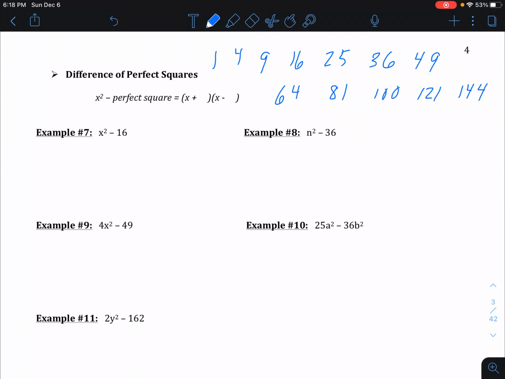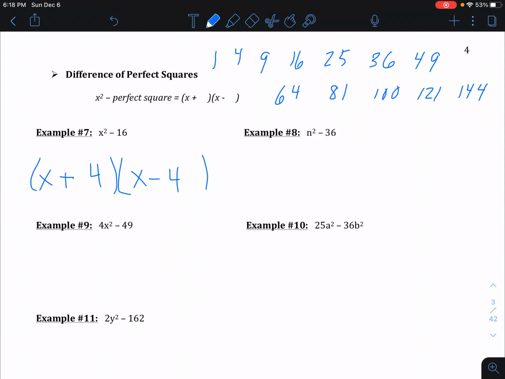So in example 7, again, I have x squared, and I have a minus sign, which is important, and I have a 16, which is a perfect square. So I know that is a difference of squares problem. So I go x plus and x minus, and then I square root the 16, which is 4. So put the 4s here. Again, if you're unsure of that, remember you can always check your answer. Take the x plus 4, x minus 4, FOIL and combine like terms, and I guarantee it will turn back into the original problem.